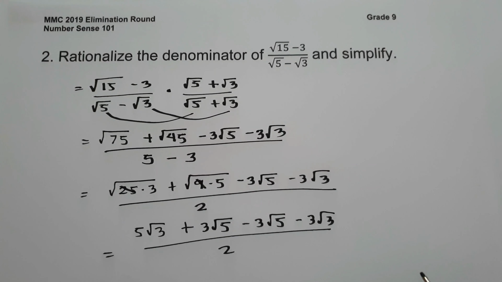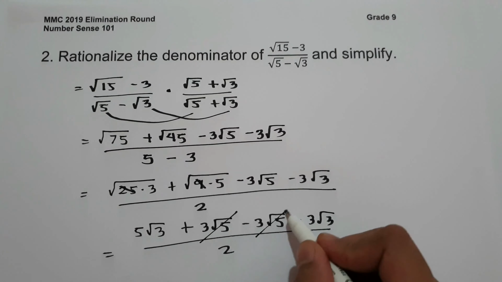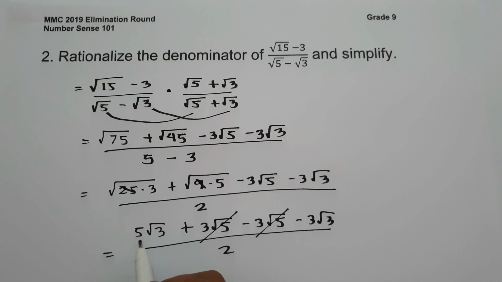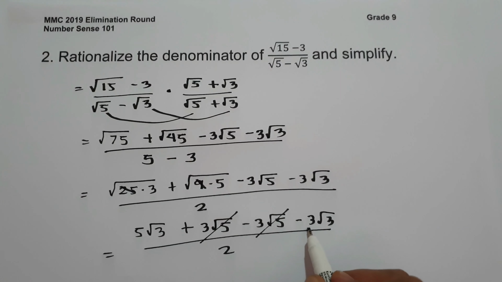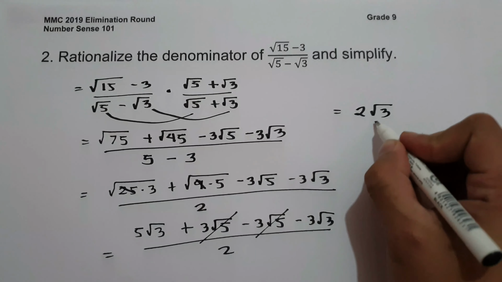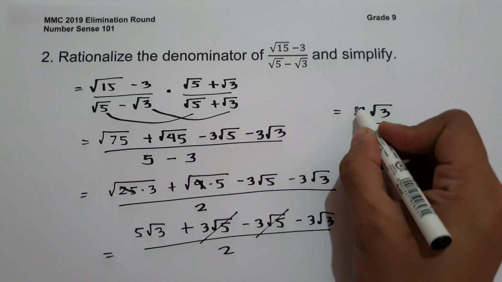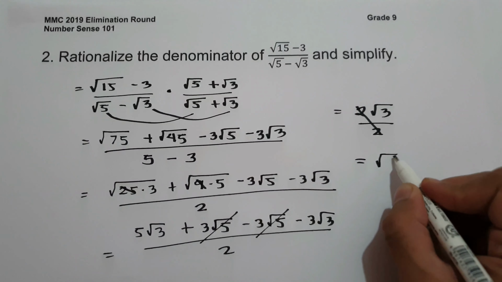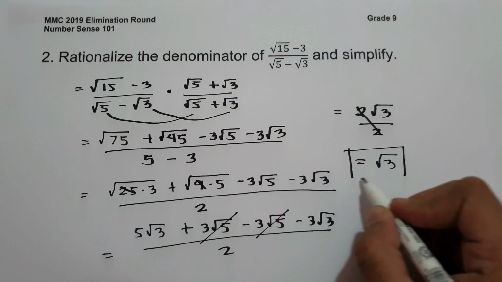So we can cancel 3 square root of 5 and negative 3 square root of 5, and then let's subtract 5 square root of 3 minus 3 square root of 3. It will give us 2 square root of 3, and then divide by 2. So we can cancel this one. So our answer is square root of 3. This will be our answer.